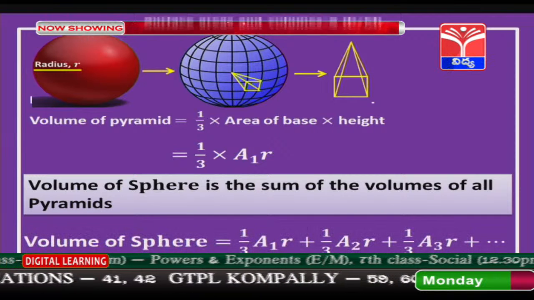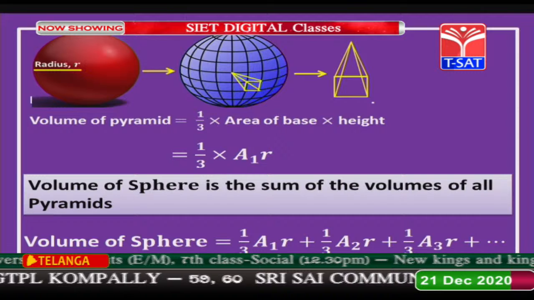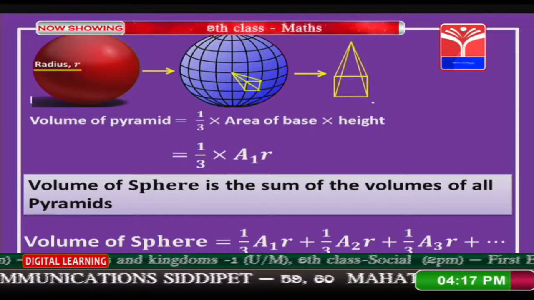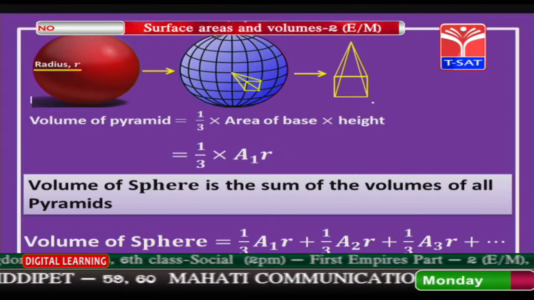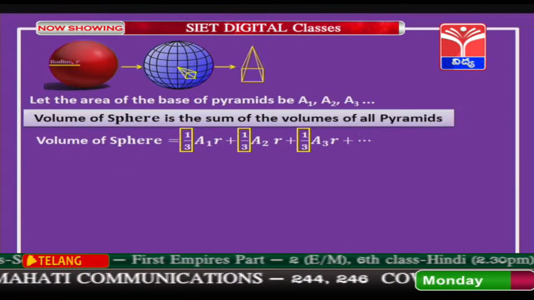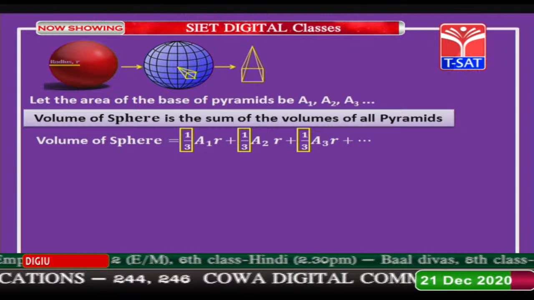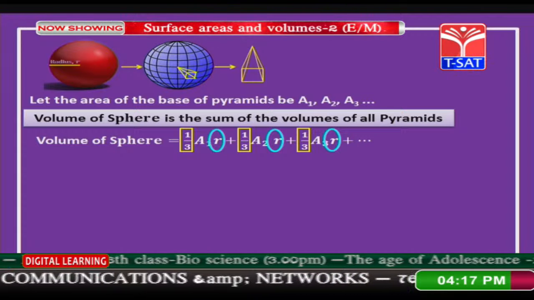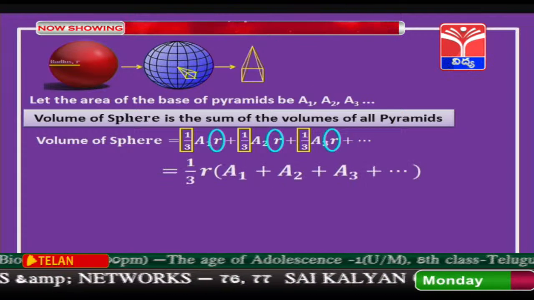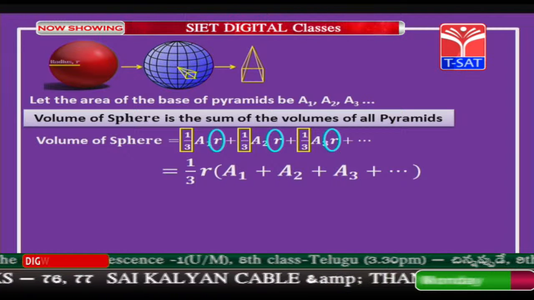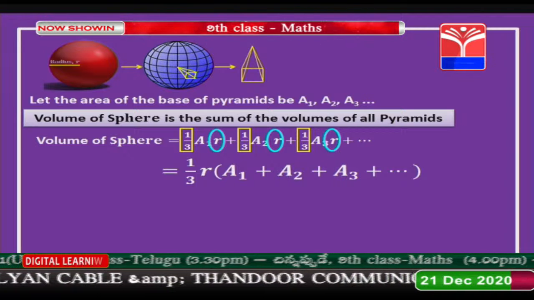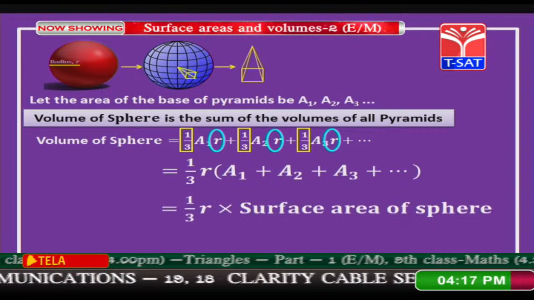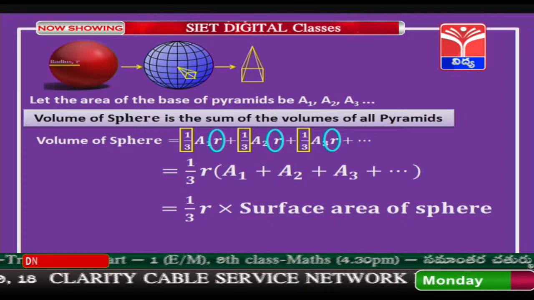Now, let us add all these volumes of pyramids. So, you get 1/3 A1 r plus 1/3 A2 r plus 1/3 A3 r and so on. We notice 1/3 is common and r is also common. So, let us take out these two as common factors. If you take out 1/3 r as a common factor, you are left with A1 plus A2 plus A3 plus so on. Now, adding all these, you get simply the surface area of the sphere.